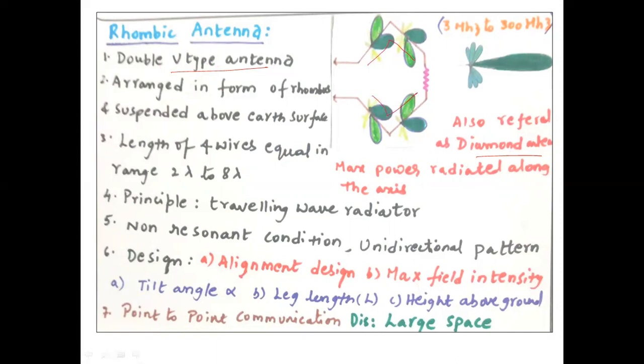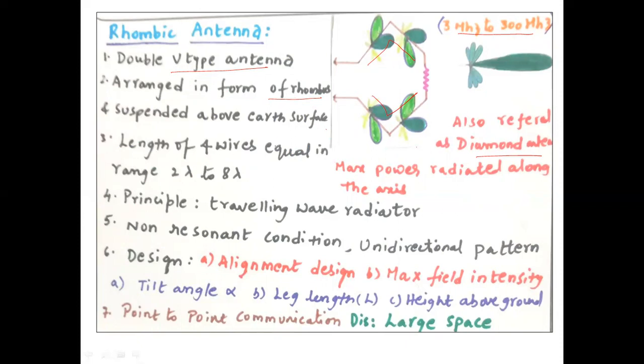These two V's, if we join, automatically become the shape of a rhombus. That's why it is named the rhombic antenna. Its range of frequency is 3 megahertz to 300 megahertz. And it is always arranged in the form of a rhombus, suspended above the earth. Basically, if this is the earth surface, this antenna will be placed at a certain height above the ground, right?